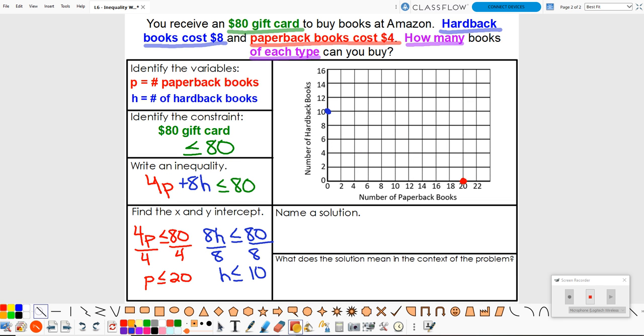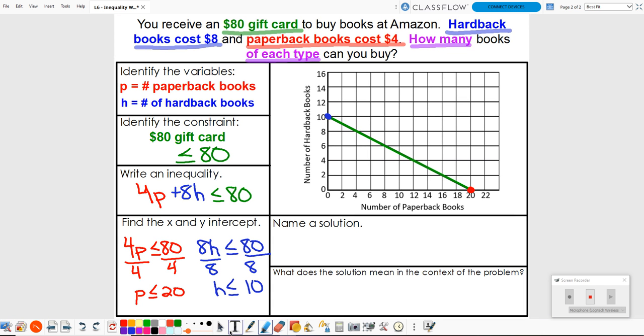Now when it comes to graphing this, I'm going to graph this with a solid line. Remember, when you have inequalities, sometimes the line's solid, sometimes it's dotted, but since it's less than or equal to, that means it's going to be a solid line. And remember, the last thing we have to do is we have to shade. I want everything less than this line, so I'm going to shade everything that's underneath this line. And what that means is my solutions can be any ordered pair that's down here in this green area.